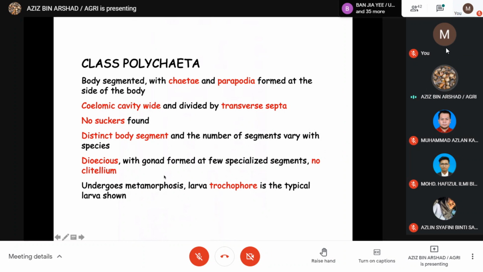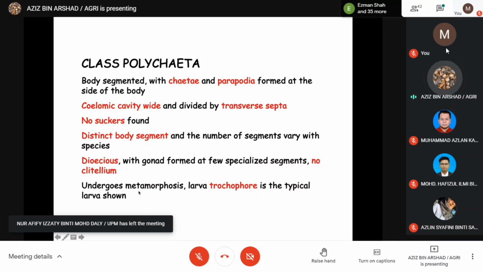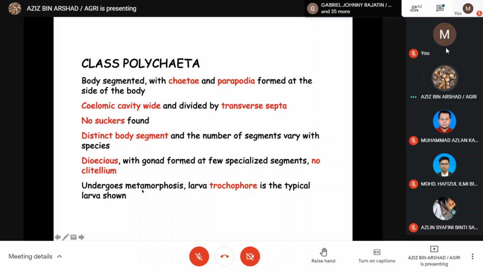However, no clitellum can be found. What is clitellum? Clitellum is another specialized segment that is developed in class Clitellata in Phylum Annelida by the earthworm and also the leeches. It's for reproduction, clitellum. In Polychaeta, they undergo metamorphosis, that means a series of larva development, and the main larva is called trochophore.